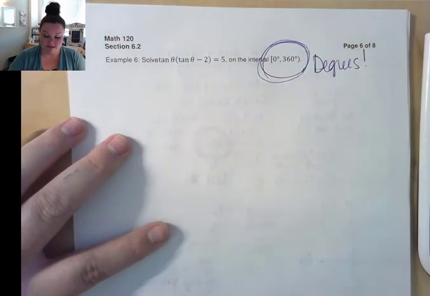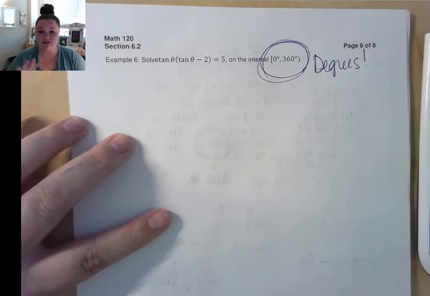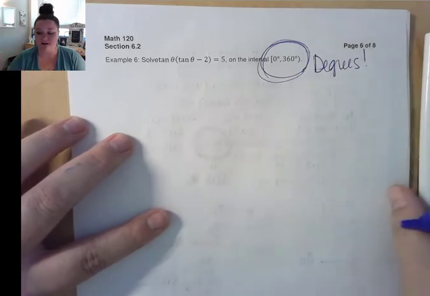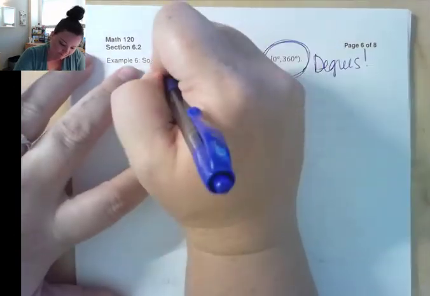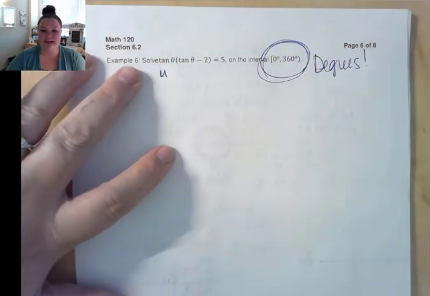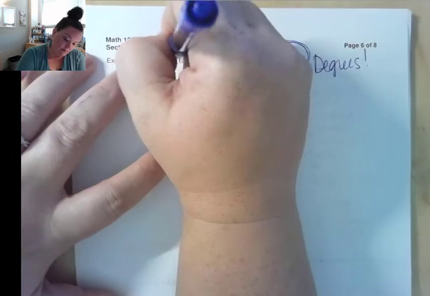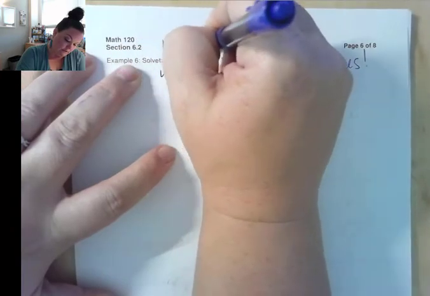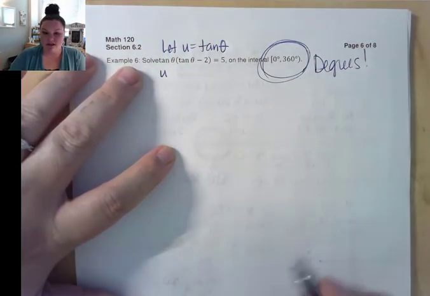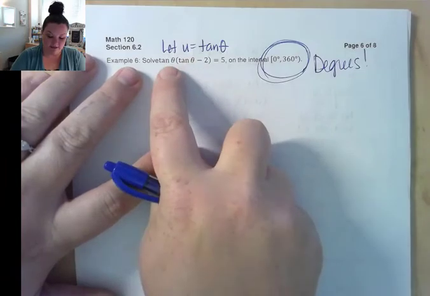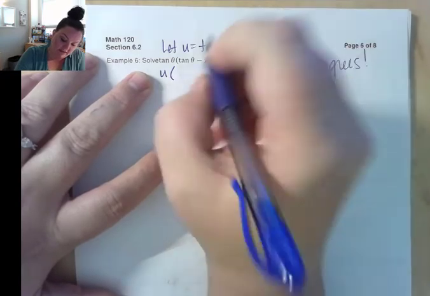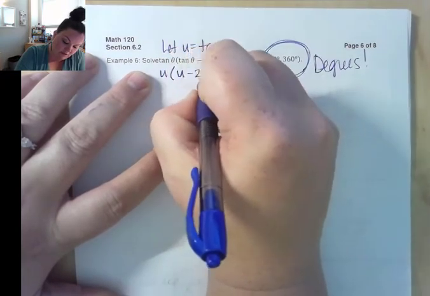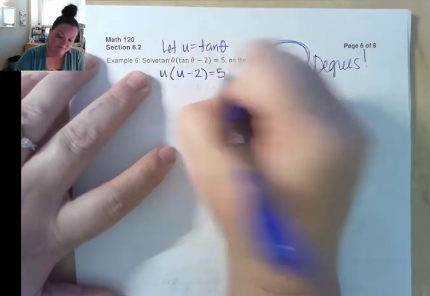So I'm going to go ahead and do my substitution so that I can solve it algebraically without all the trig functions in there. I'm going to let u equal tangent theta. So then my equation will look like: here I have tangent theta, so I'm going to call that u, times tangent theta, which I'm also going to call u, minus 2 is equal to 5.